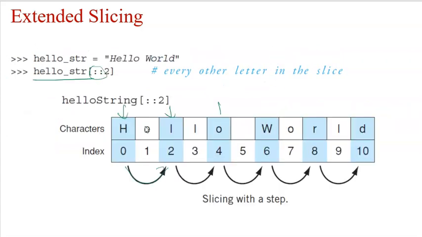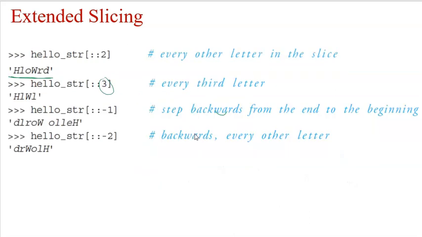So it's going to start with H, and then it's going to jump to index 3. So it's going to do L, and then W, and so on. You can see H, L, W, L. And then you can also type in a -1 that is going to reverse the list. If you type in -2, it reverses the string, and it also skips the same way in the backward direction, with a step of 2.